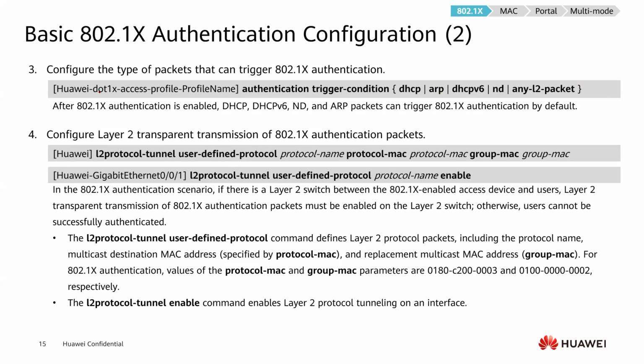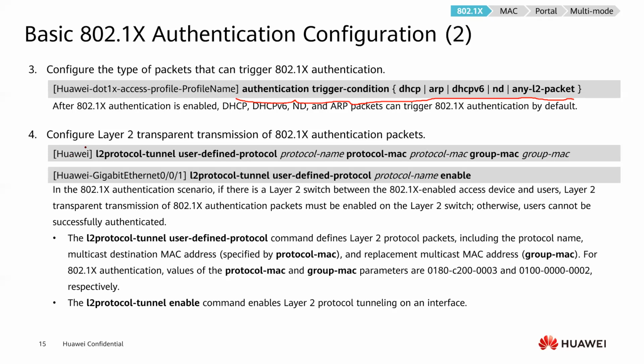And you can also configure the type of packet that can trigger the 802.1x authentication. As usual, we use the mode triggered by the client, where the client enters the username and password directly by itself. And if you want it to be triggered by the access devices, you can use this command to configure which kind of packet can trigger the authentication automatically.